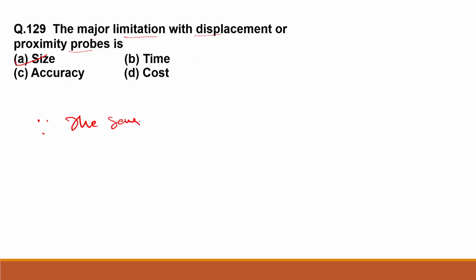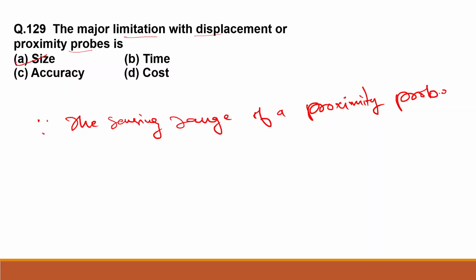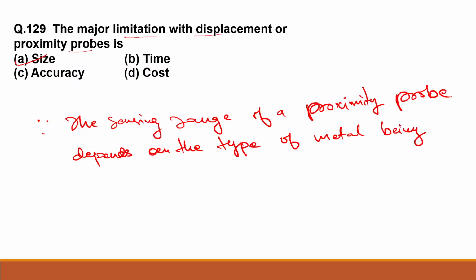The sensing range of a proximity probe depends on the type of metal being detected, its shape, its size.